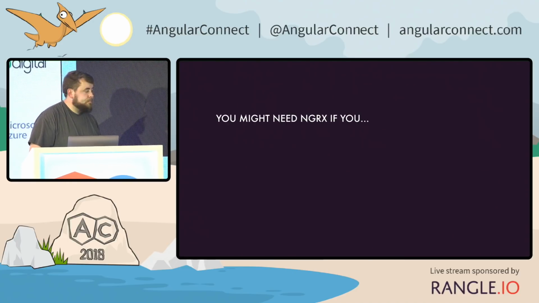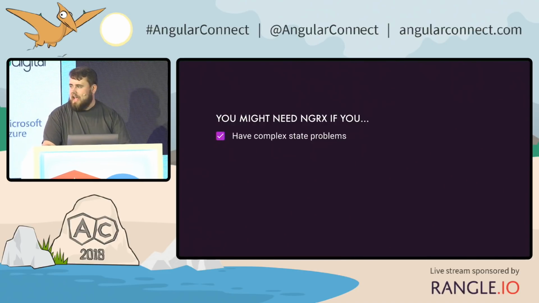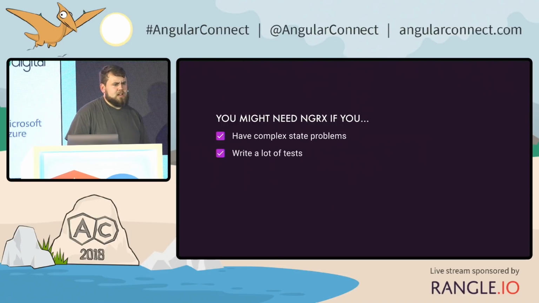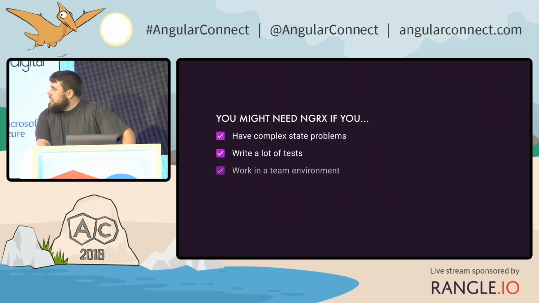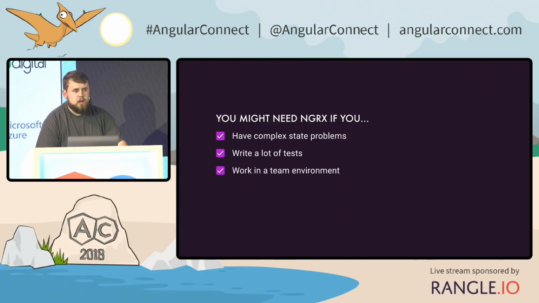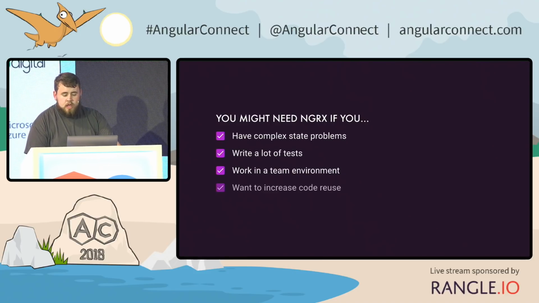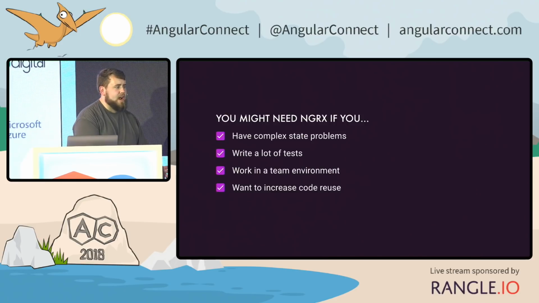So to recap, you might need NgRx if you have complex state problems captured by the SHARI principle. You also might need it if you find yourself writing a lot of tests and want to find ways to make testing easier. You may need NgRx if you work in a team environment and are looking for an architecture that unifies your team, or you want to get a little bit more productivity out of your teammates. Or you might need NgRx if you want to increase code reuse across your organization and have a need to share big component hierarchies across multiple applications.